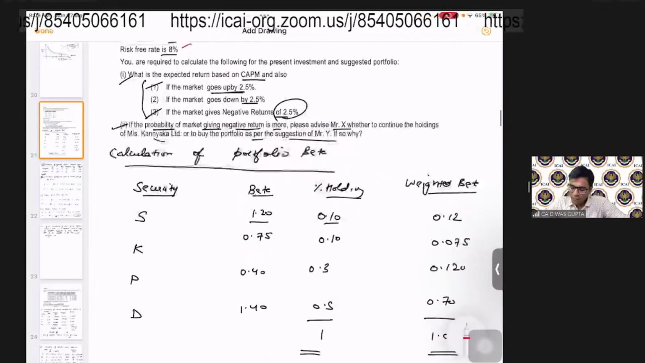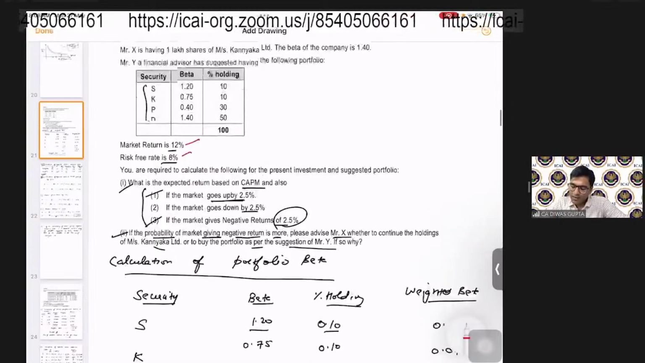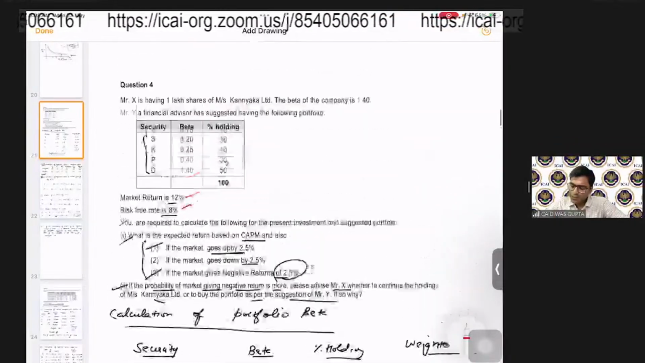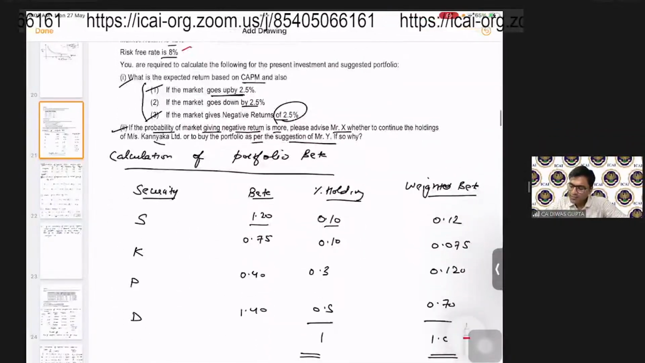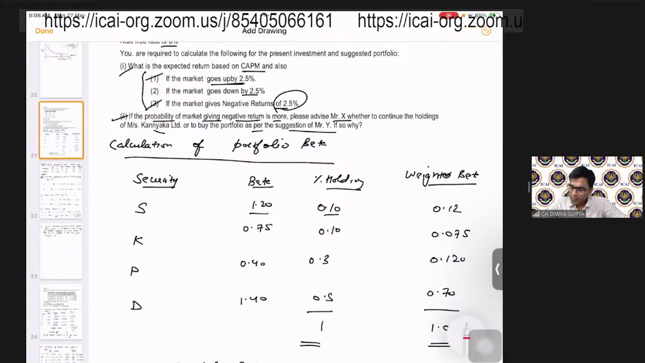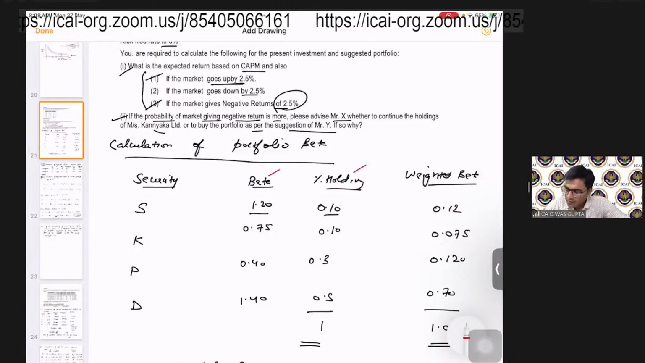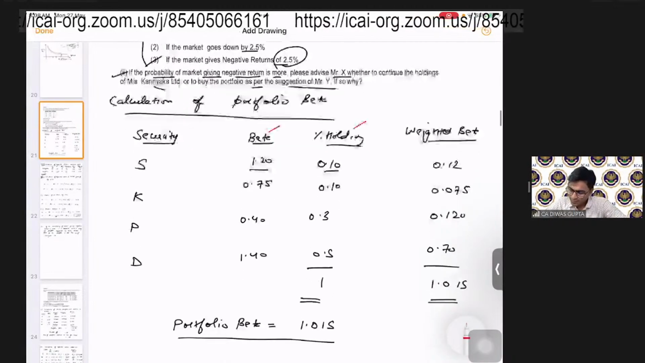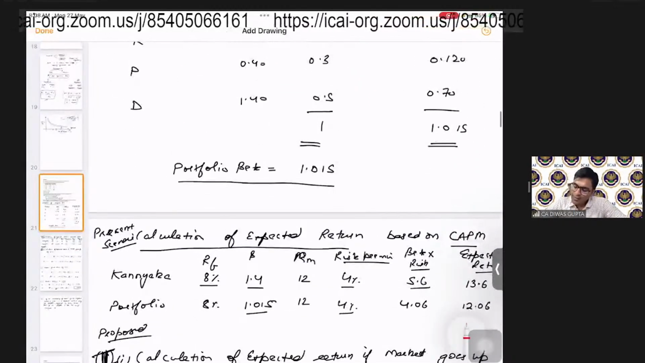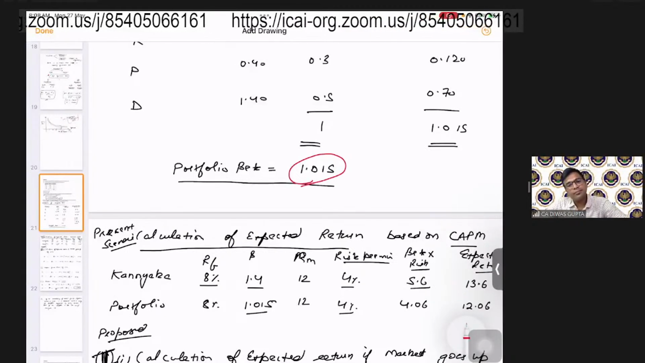So we have 4 different securities, and we have their respective betas. Percentage holdings also we have. We arrive at the weighted beta, first of all, right? So by multiplying this percentage holding with the beta, we arrive at the weighted beta, students. So the portfolio beta becomes 1.015. Okay.